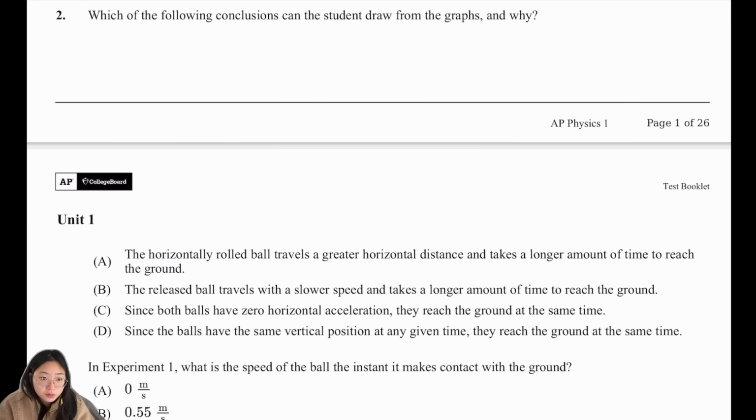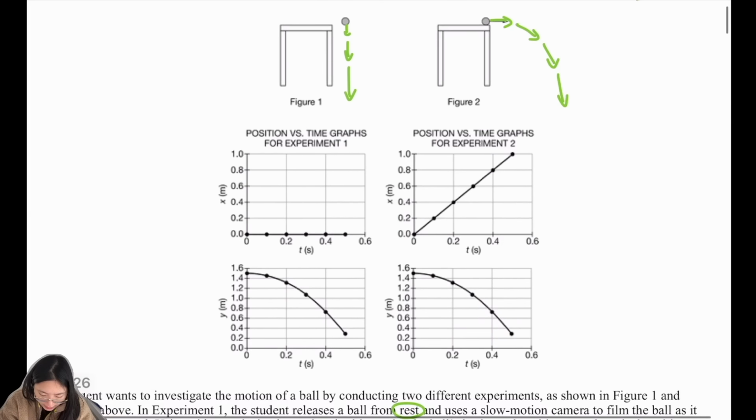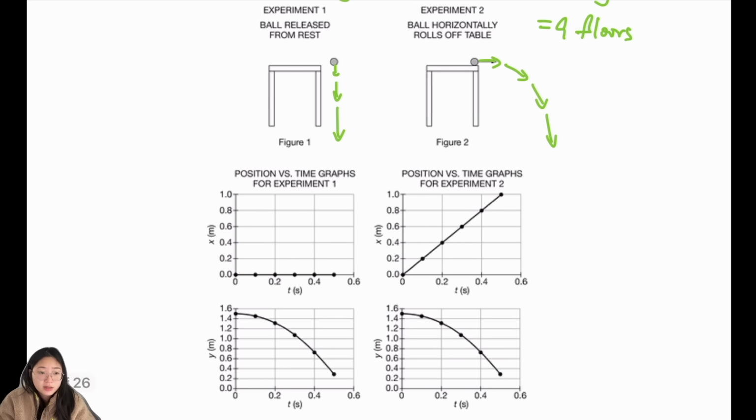The horizontally rolled ball travels a greater horizontal distance and takes a longer amount of time to reach the ground. Okay, so the first half is correct. It travels a greater horizontal distance, right? But it does not take a longer amount of time to reach the ground. So no matter which one you pick, it's going to take exactly the same amount of time, because the time taken to reach the ground depends on its initial vertical velocity, the vertical displacement, and the vertical acceleration. And experiment 1 and 2 have exactly the same vertical components.